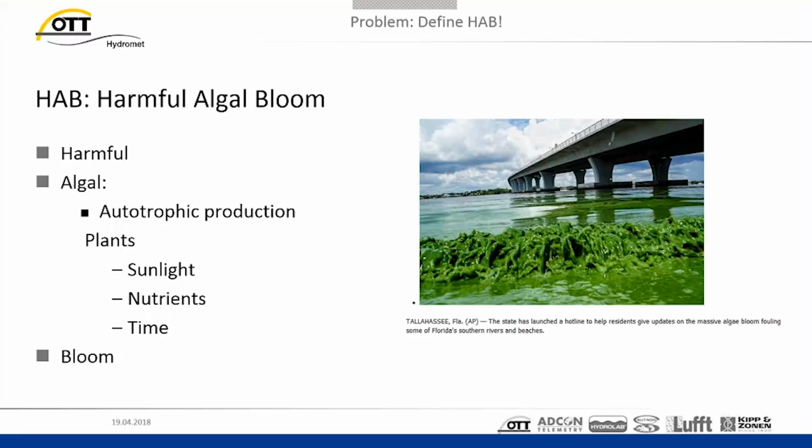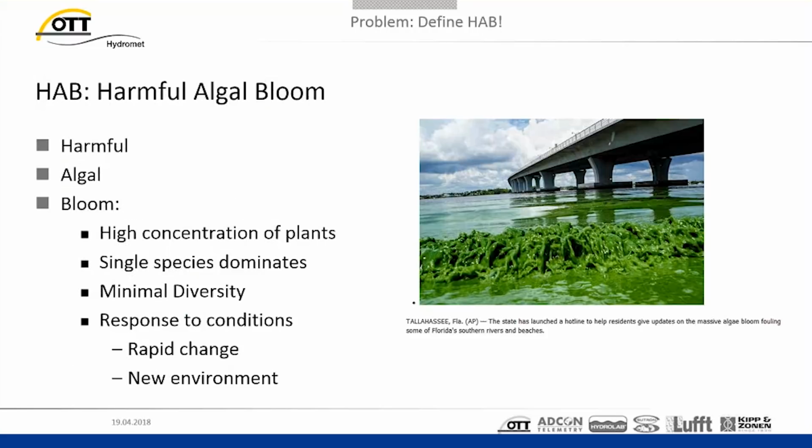No surprise, plants and autotrophic production are the basis of the entire worldwide economy. The question with harmful algal blooms, of course, is when this becomes a runaway situation. So blooms, and that's our runaway, are in this context a high concentration of plants. For the most part, this means that a single species dominates a bloom, and the inverse of that is, of course, minimal diversity. Minimal diversity in a single species means that blooms are both episodic and unstable.